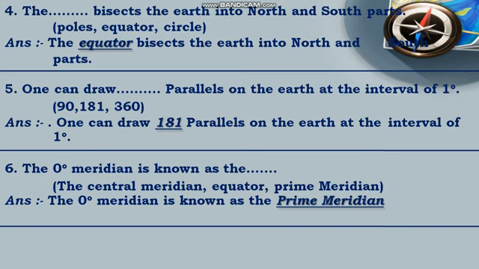6. The 0-degree meridian is known as the dash. Options are the central meridian, equator, prime meridian. Answer is, the 0-degree meridian is known as the prime meridian.